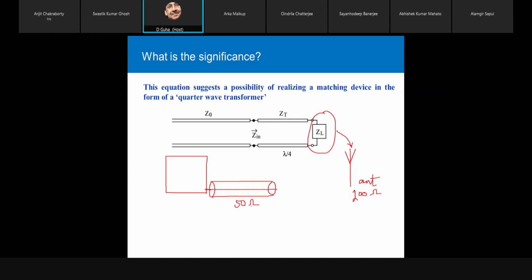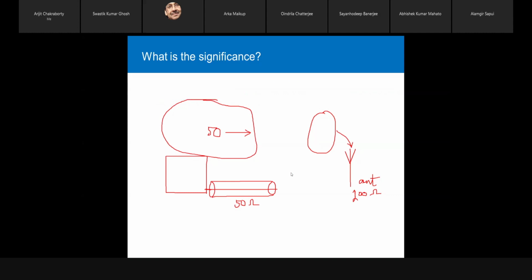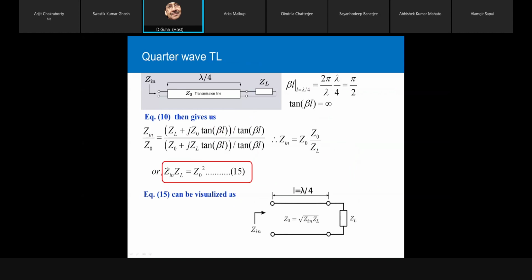So this is your ZL, and this line is 50 ohm, and I have to join them. This 50 ohm is actually my Zin, and ZL is equal to 200 ohm. If I know the device is operating at lambda by 4, I have the tool in my hand so that I can match it. This is my equation. Now do the calculation. My Zin is 50 and ZL is 100.